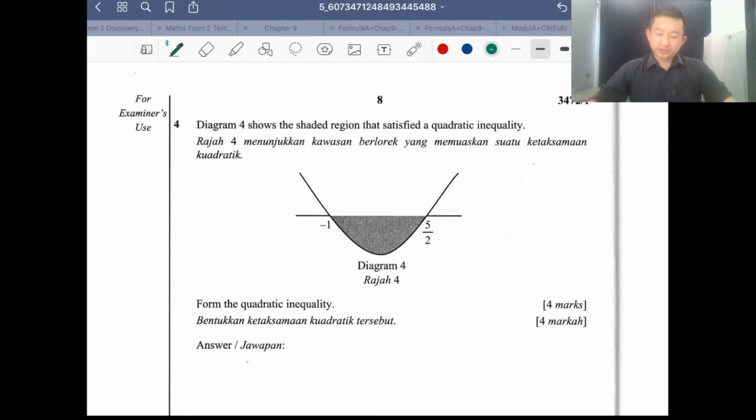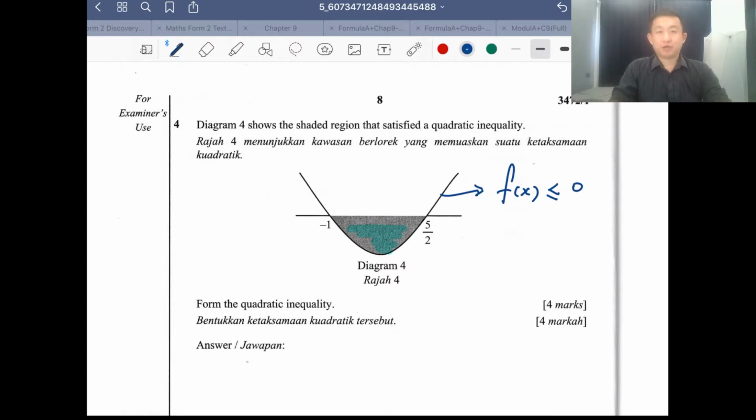Question number 4. Diagram 4 shows the shaded region that satisfies a quadratic inequality. The shaded region over here, as you can see, is below the x-axis, so it should be less than 0. Am I right? If you describe this as a function, you can call it f(x) or g(x), up to you. But what you know is this quadratic function must be less than 0 since it's below, or it could be less than or equal along the line. So f(x) less than or equal to 0.